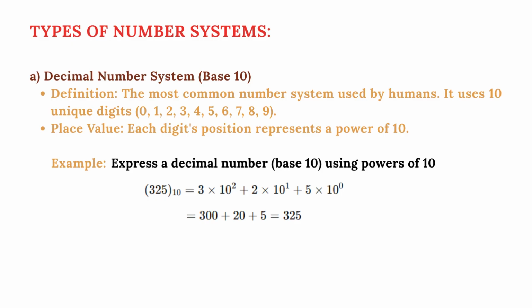For example, express a decimal number using powers of 10. We have the example of 325. So, to find the decimal number, we need to multiply by powers of 10. 3 into 10 to the power 2 plus 2 into 10 to the power 1 plus 5 into 10 to the power 0. That is 300 plus 20 plus 5, that is 325.